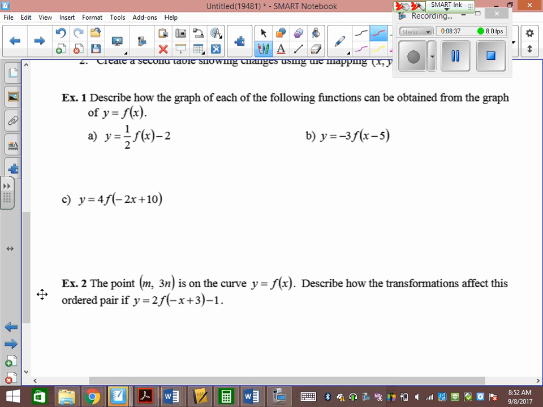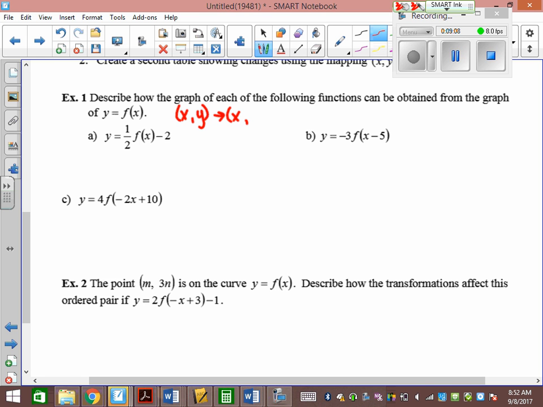Describe how the graph of the following functions can be obtained from the graph of y equals f of x. Remember, we always have to look at that original function, and in this case, the original function is just f of x. So we have a 1/2 out in front and a -2 at the back. Do we have anything with the x in the brackets? No, so we'll have horizontal nothing, right? If I did mapping, my x would stay the same. It ain't going to change, because there's nothing with the x. So if I go to do mapping, it's going to be x, y, and then it's going to be x.